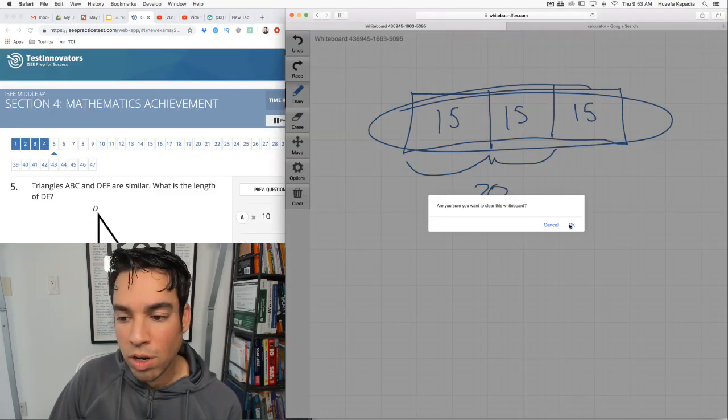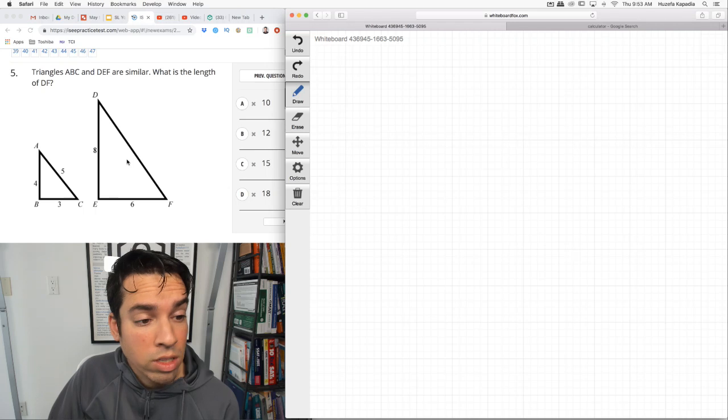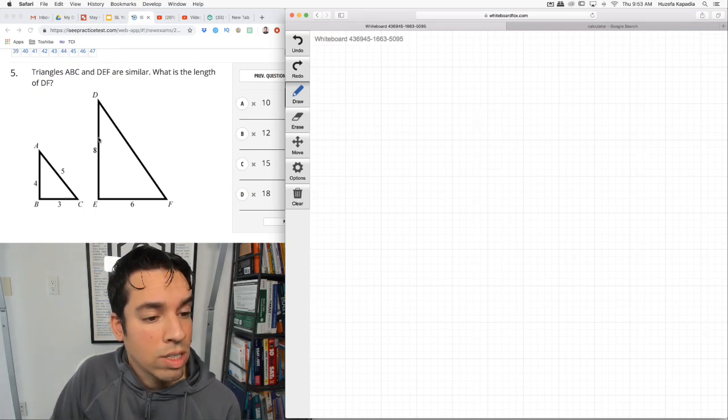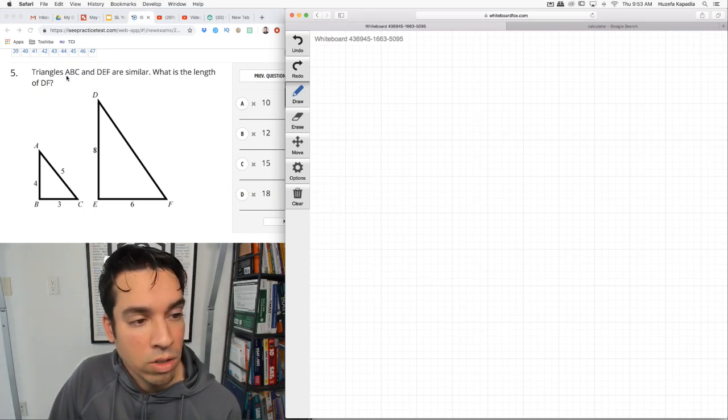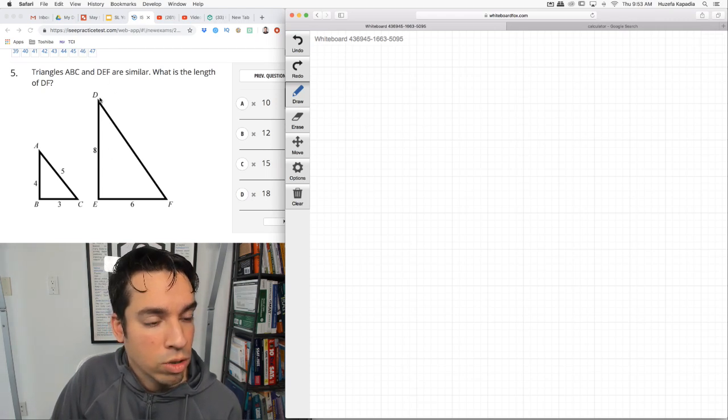Next. Triangles A, B, C, and D, E, F are similar. What is the length of DF? Okay, here we're going to make a proportion. Similar triangles have proportionate sides. And you notice that DE, see the order that it goes A, B, C, D, E, F? That means AB is proportionate to DE, BC is proportionate to EF, so on and so forth. So I can set up a nice proportion if we're trying to find DF.